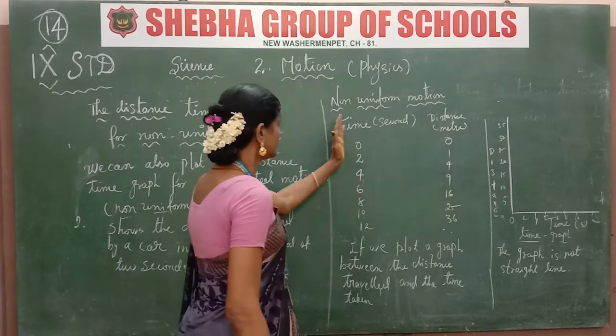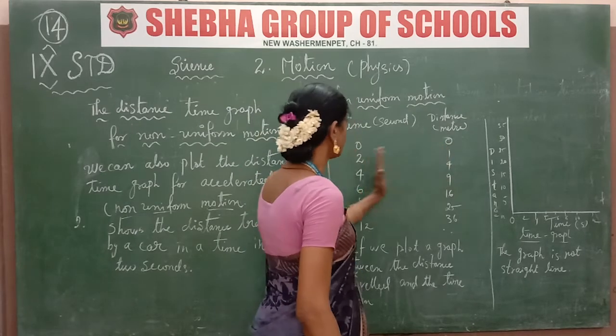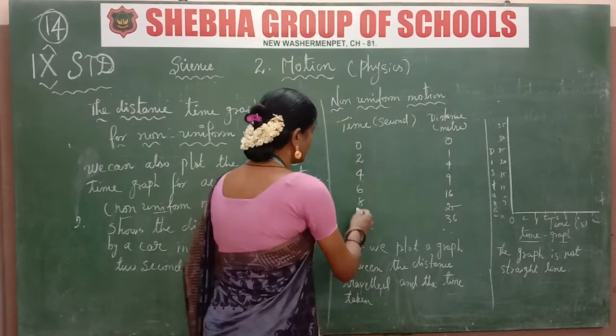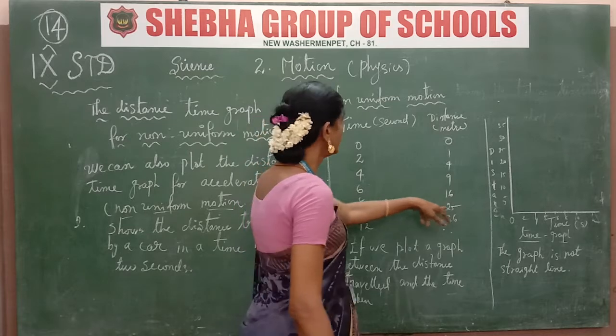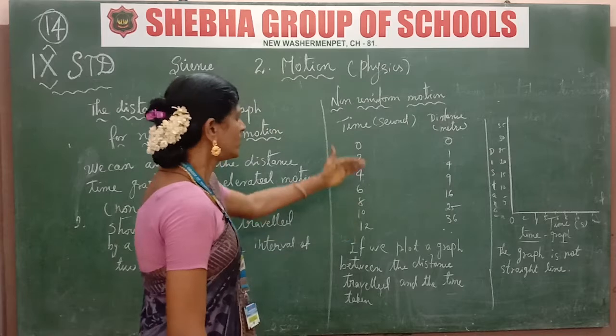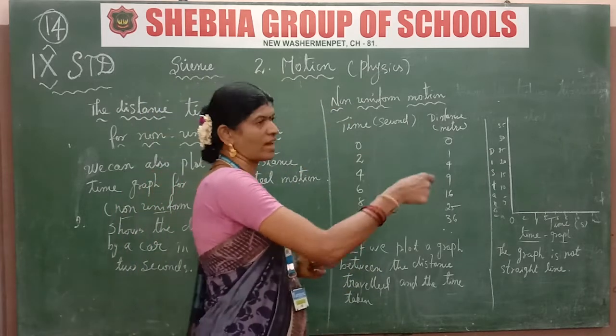1 meter. Then 4 seconds, 4 meters. 6 seconds, 9 meters of distance crossed. 8 seconds, 16 meters. 10 seconds, 25 meters distance crossed. 12 seconds, 36 meters. Is it clear? So if you plot a graph between the distance and the time, how will you do it?